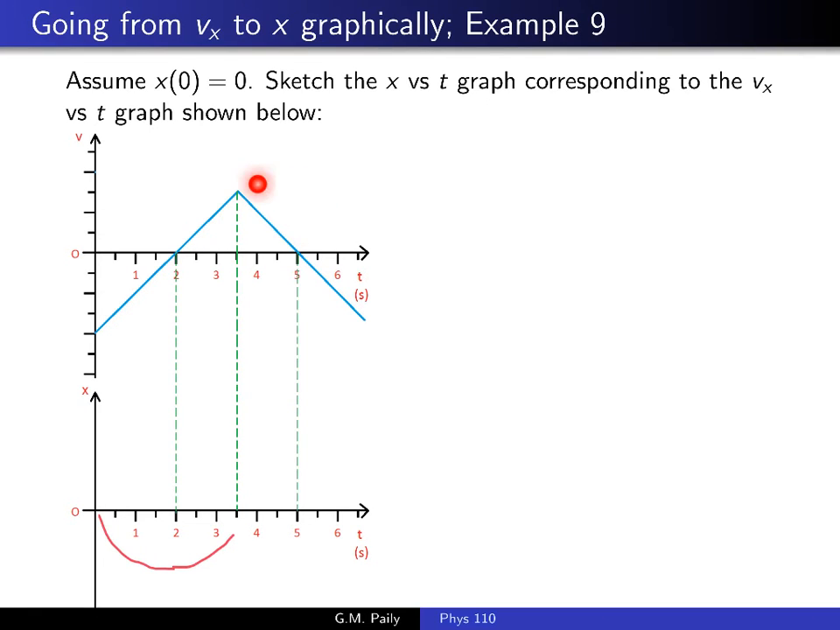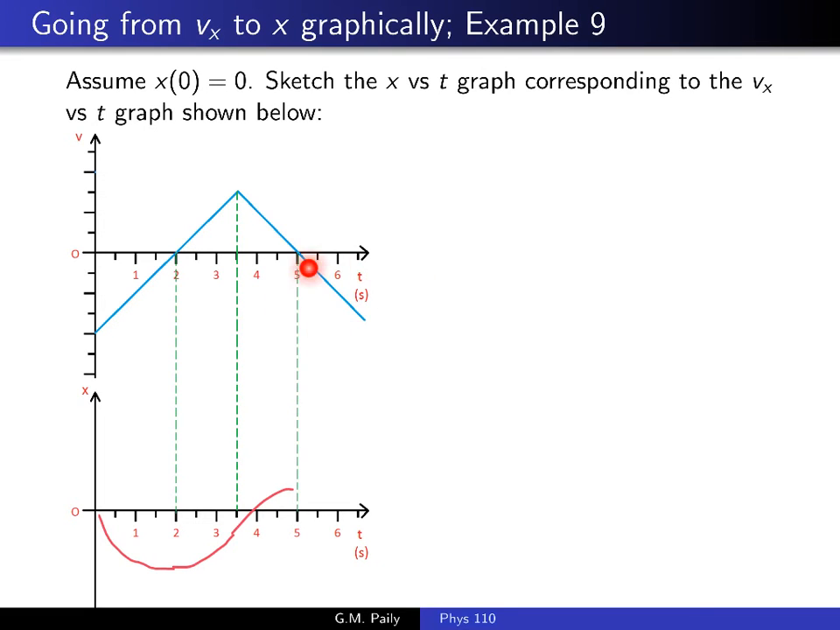In this third segment, the velocity starts positive and changes linearly back down to 0. So we need an x versus t graph which is quadratic, which starts with a large positive slope and then reaches 0. We see that this is roughly what we want. Large positive slope, but then tending to 0.